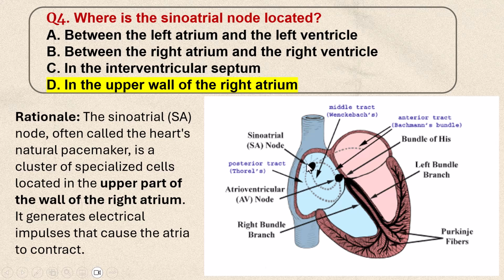You can see the SA node is here. The sinoatrial or SA node, often called the heart's natural pacemaker, is a cluster of specialized cells located in the upper part of the wall of the right atrium. It generates electrical impulses that cause the atria to contract.